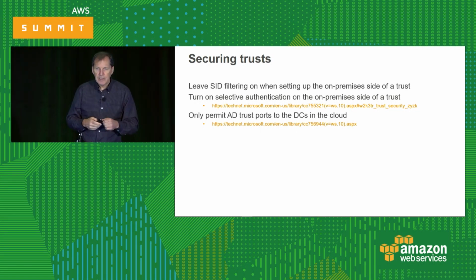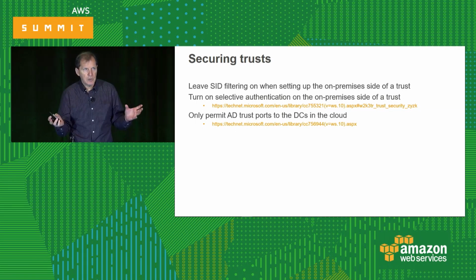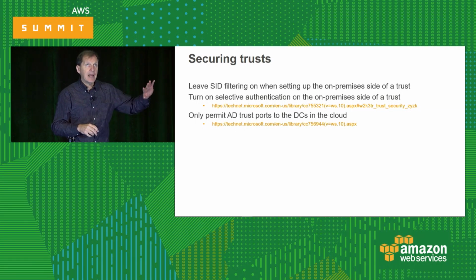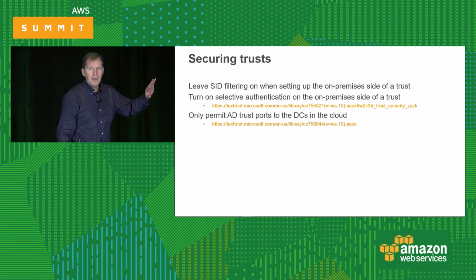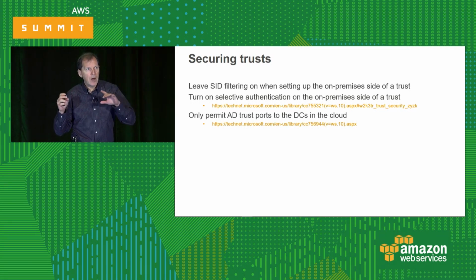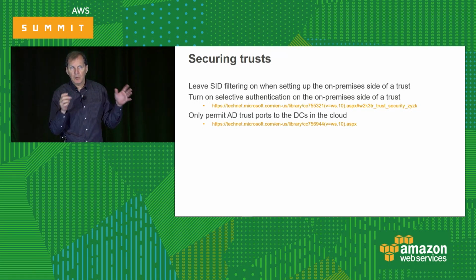only permit AD trust ports to the DCs in the cloud. So you just reduce your surface area. We have static IPs on the domain controllers that we've set up in Managed AD, and so you know the addresses. Just make sure you only allow Active Directory traffic to those IP addresses, and that will help to reduce surface area as well.